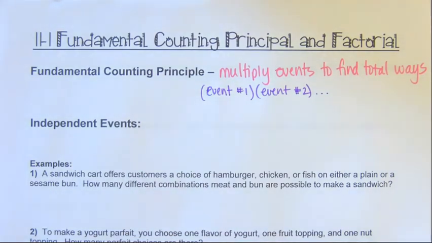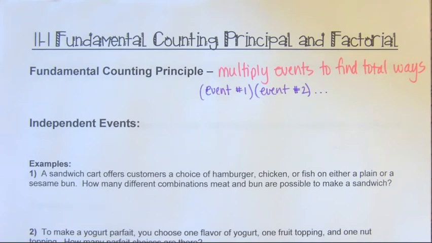Independent events. This just means that whatever happens first is not going to change what happens second. So the first event does not change the second event. Let's look at some examples here.